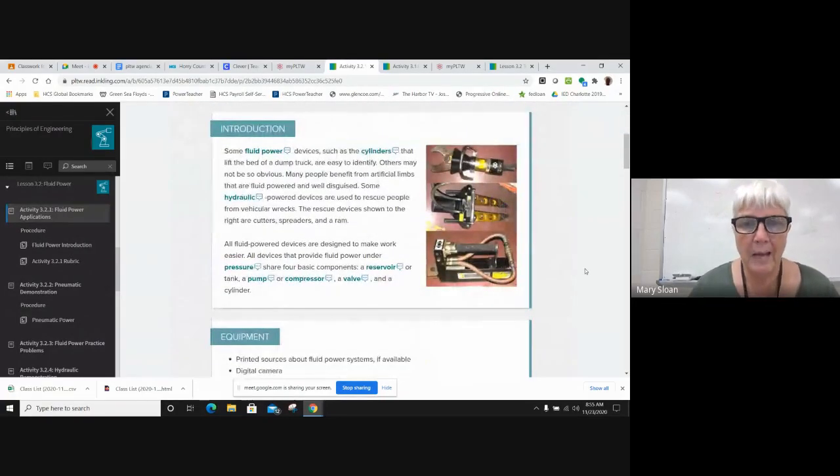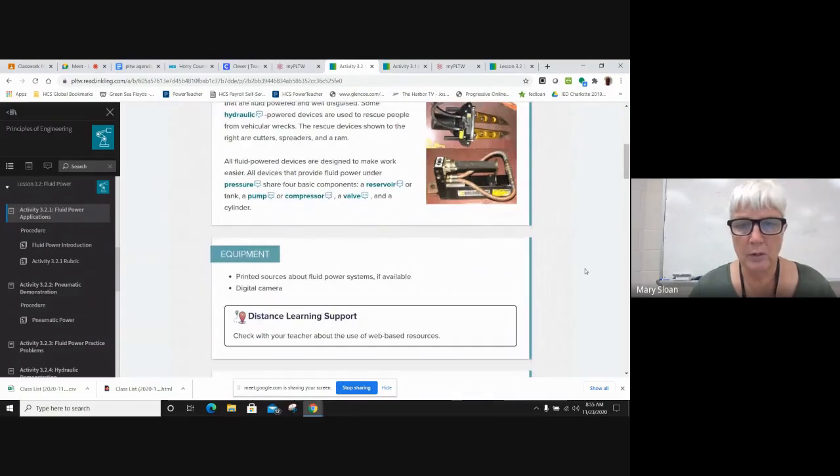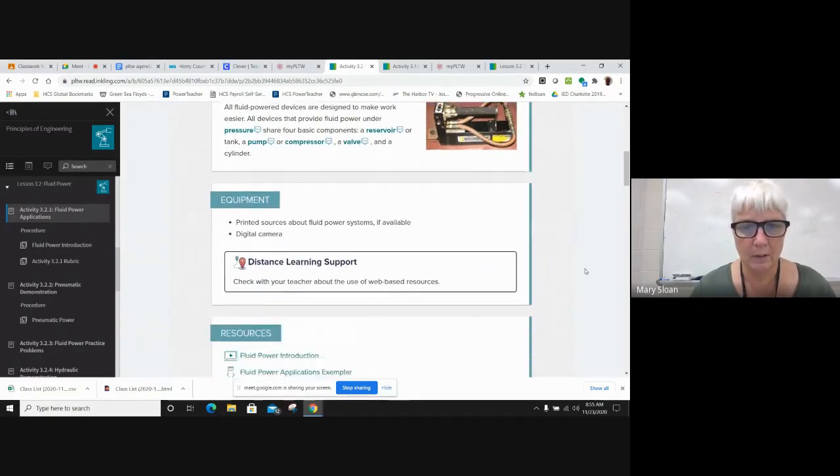All fluid power devices are designed to make work easier. All devices that provide fluid power under pressure share four basic components: a reservoir, a pump, a compressor, and a valve. Then there's a printed source about fluid power systems, if available, and a digital camera.